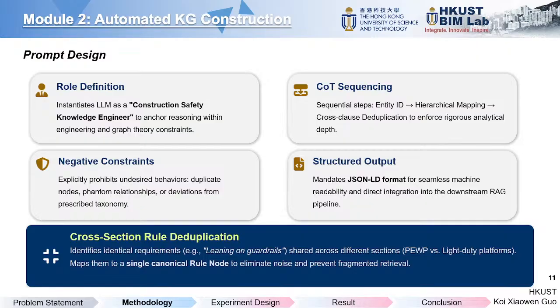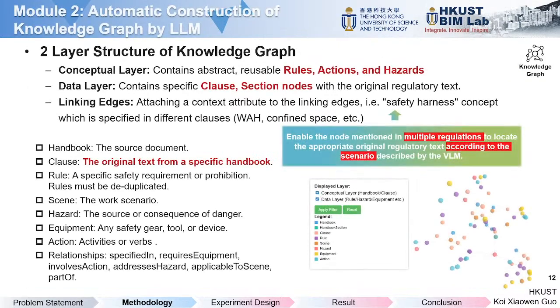Here is our prompt design. We first define our rules, and then we use some chain of thought sequencing to guide the LLM to do the extraction. Then we set some negative constraints for the LLM to do the deduplication of similar-meaning rules, and then we let the LLM output the JSON-LD format for machine readability of the regulations.